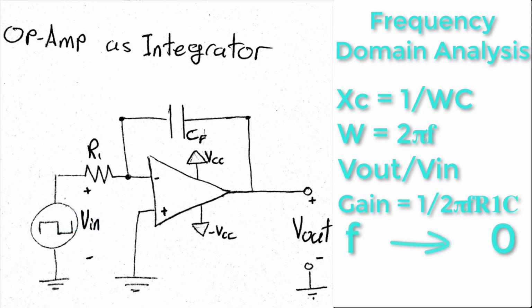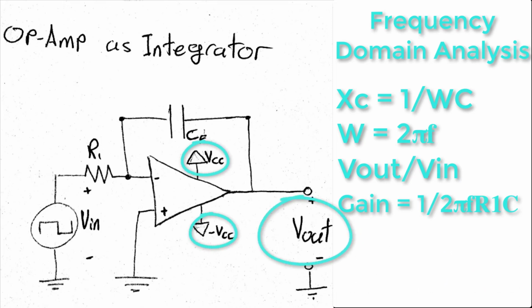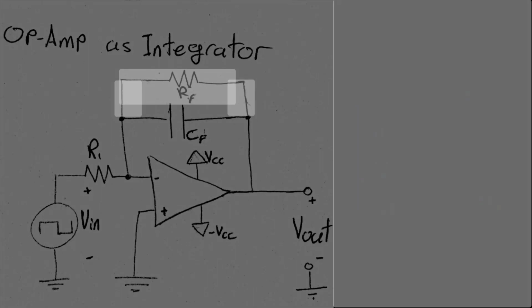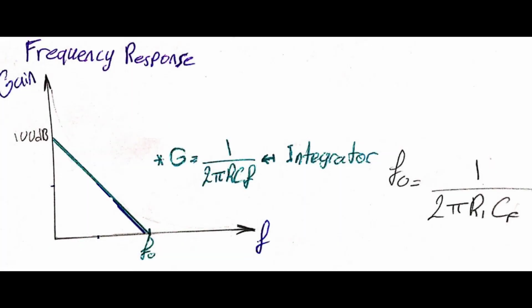On the other hand, when supplying DC voltage at the input, this will lead the gain to be infinity, and this is not possible of course, because the output voltage is limited between VCC and minus VCC, which is called saturation mode. So we can imagine the frequency response of this circuit to be like this.